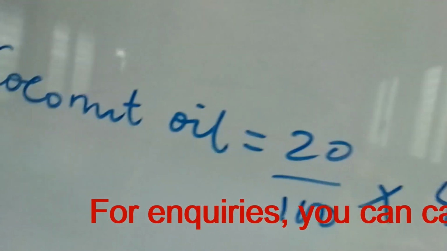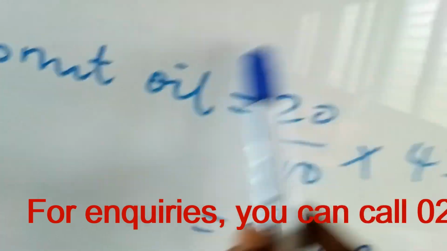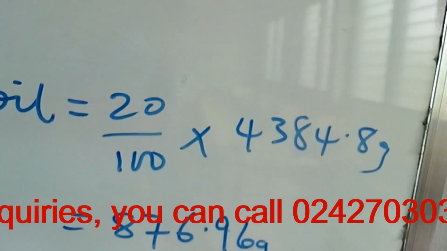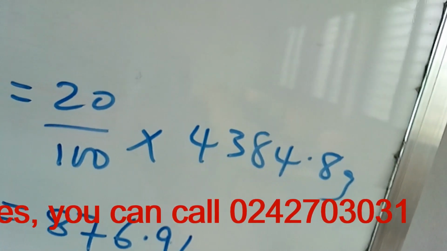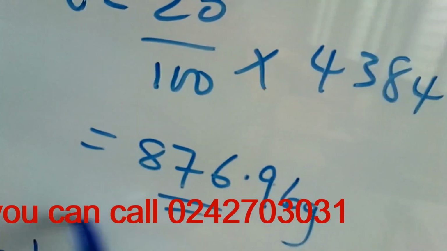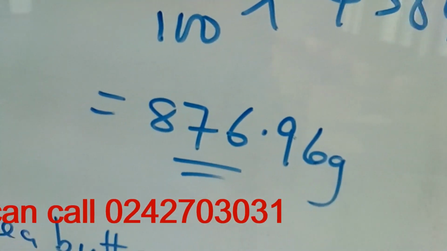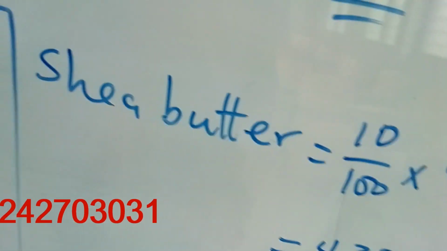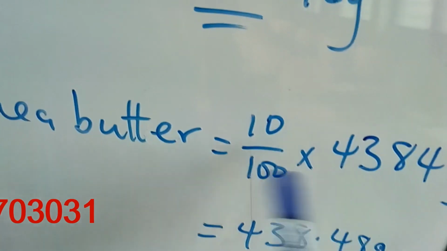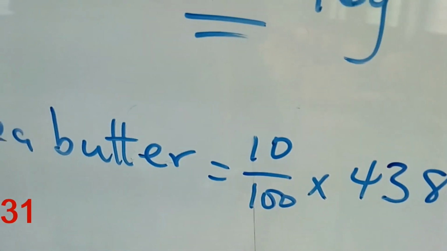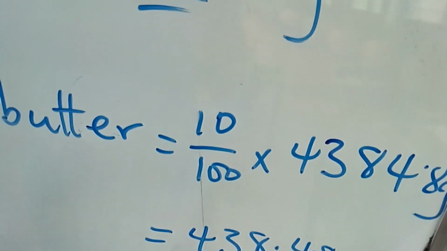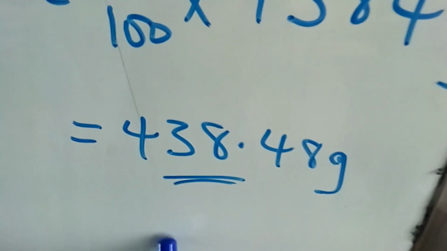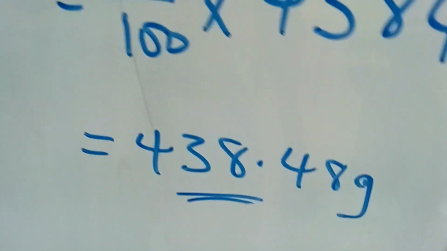1315.44 grams. Then when we take the coconut oil, we said we will use 20%, so that will give us 20 over 100 times 4384.8 grams, and this will also give us 876.96 grams. So our shea butter, we said we will be using 10% of our total volume, which is 10 over 100 times 4384.8 grams. So this will also give us 438.48 grams.